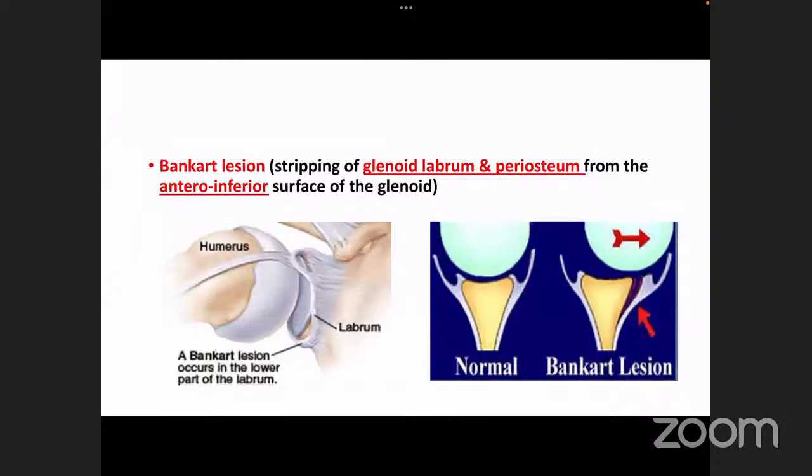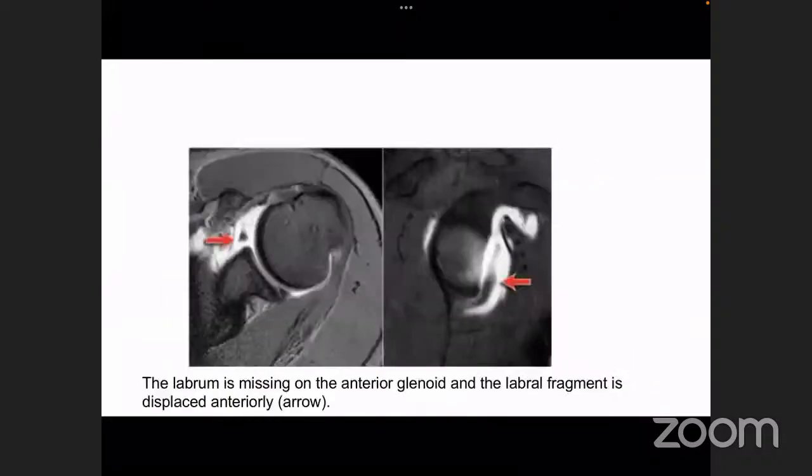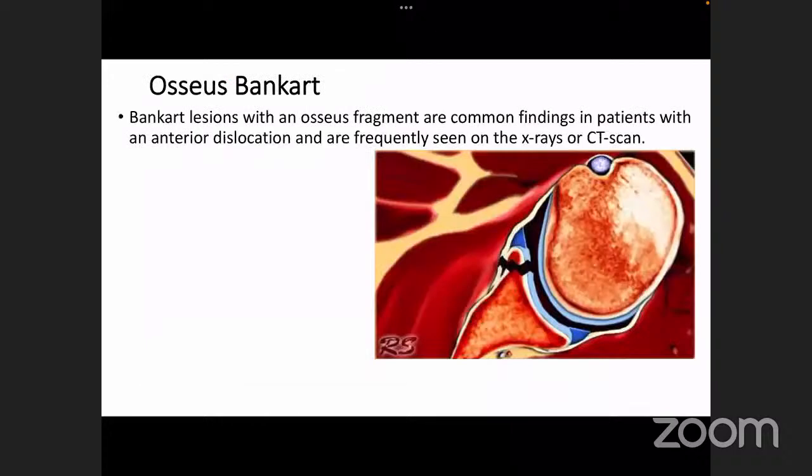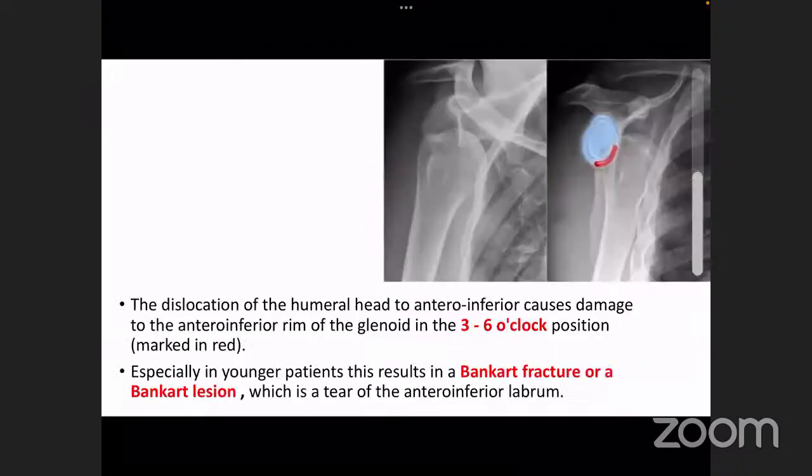Bankart lesion involves stripping of the glenoid rim and periosteum from the anterior glenoid. It has types: the soft tissue Bankart, or ligamentous Bankart, and the osseous Bankart. The osseous Bankart can be diagnosed on MRI and CT scan, and there's an osseous fragment. That means there's a breach of the glenoid rim, and it is a common finding on X-ray and CT scan. And this is an example of a bony Bankart.